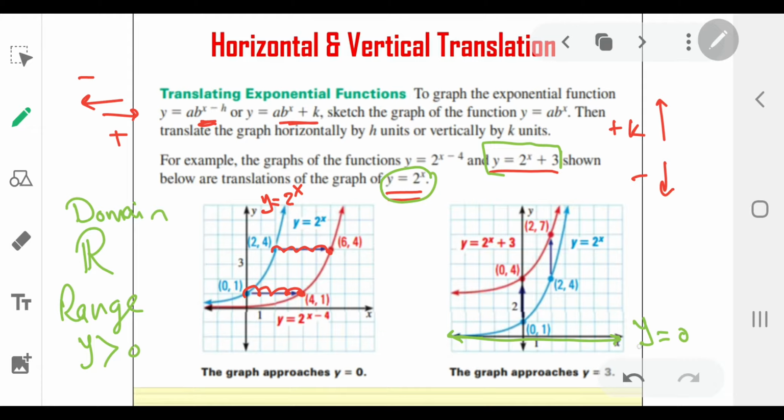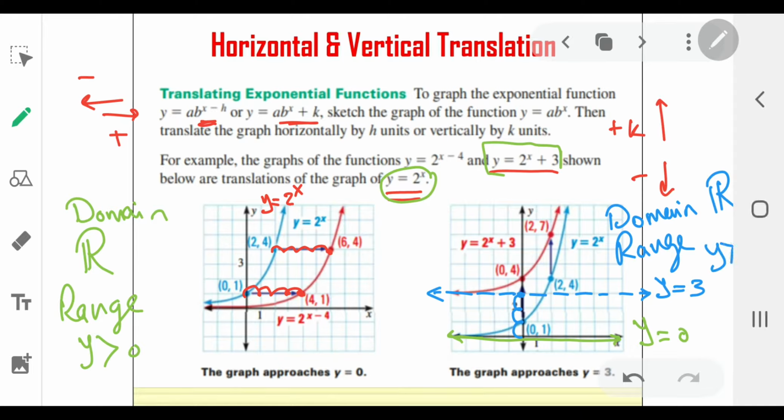Again, this is the asymptote y is equal 0. I will shift the asymptote 3 units up as I shifted all the points. 1, 2, 3. This will be my new asymptote, y equals 3. And it means in this case, the range also changes. In case of vertical translation, the domain stays the same, which is all real numbers, while the range here changes. The whole graph, the red one, is above this line y is equal 3. So we say that the range is y greater than 3.